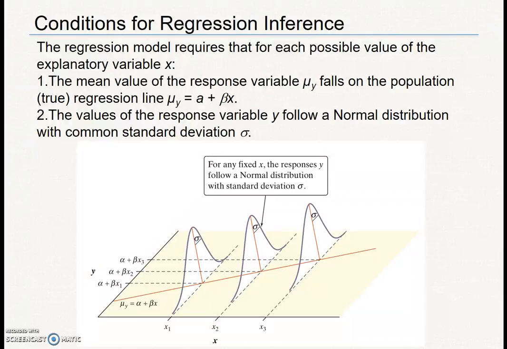Okay, so take a moment to look at this graphic. And notice it says the mean value of the response variable, mu of y, falls on the population or true regression line. So if this is your true regression line, what it's saying is that the means of these sampling distributions for each value of x fall on the true regression line. And it says the values of the response variable y follow a normal distribution with common standard deviation sigma.